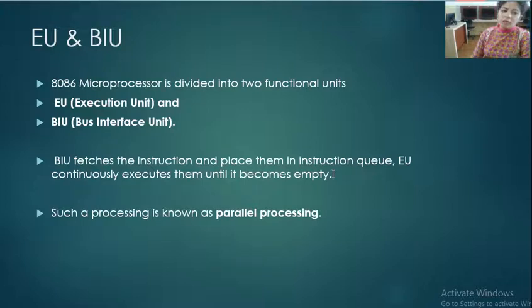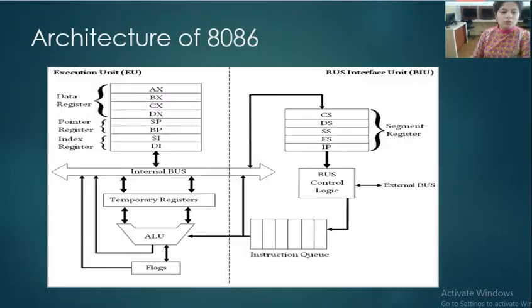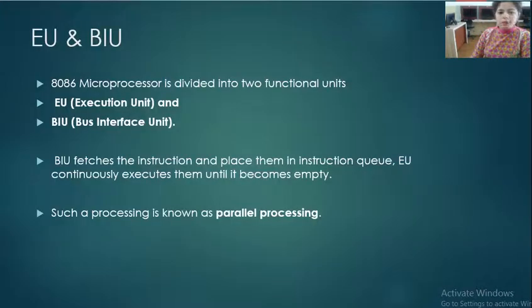So the main task of the BIU is, look at this diagram, to fetch the instruction and place all the instructions in this instruction queue. And at the same time, EU, that is execution unit, executes all the instructions which are in the queue. So this is how they both work parallelly. Such a processing is also known as parallel processing. So this is an advantage of 8086 over 8085 because it supports parallel processing.